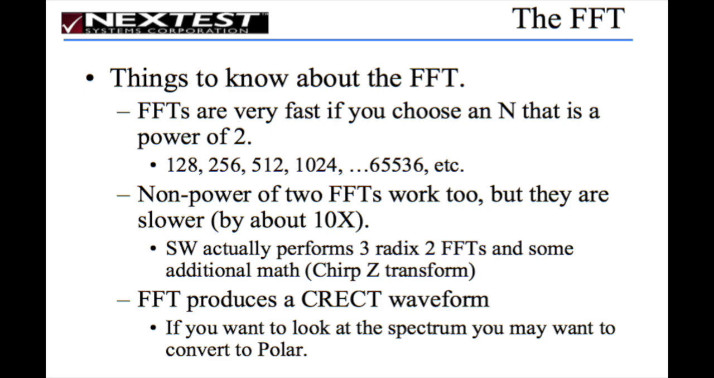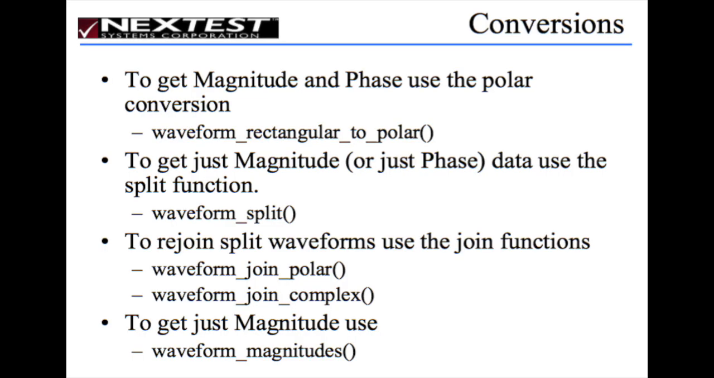Dave wrote it. The other thing you need to know is the FFT produces a C-rect waveform. C-rect is that weird kind of waveform that I told you about. It's rectangular. It's complex rectangular. If you want to look at the spectrum, you may want to convert to polar. Chances are good that you'll want to convert to polar. To get magnitude and phase, use a polar conversion. Say waveform rectangular to polar. Boom. It converts everything to polar.